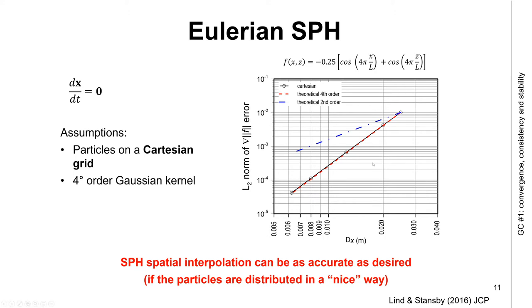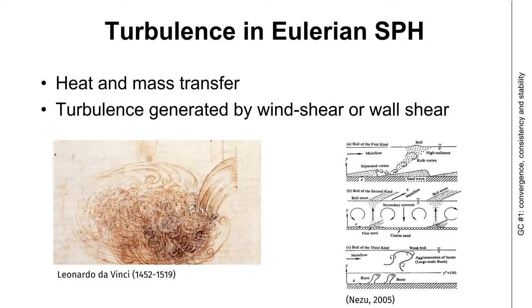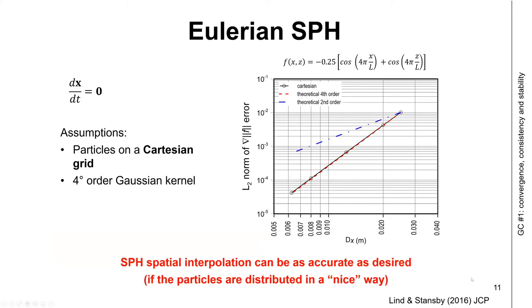So it's not true that SPH is affected by a poor convergence rate, but this is mainly due to the fact that we are moving particles with the Lagrangian velocity, and so we can control the quality of the particle distribution. So if we stay Eulerian, we can be as accurate as we want.